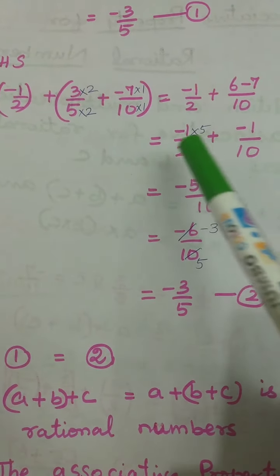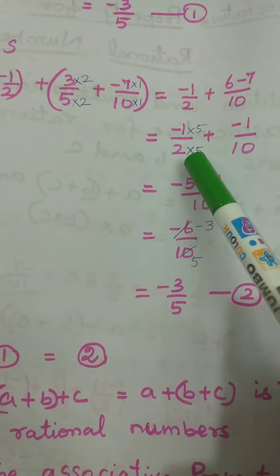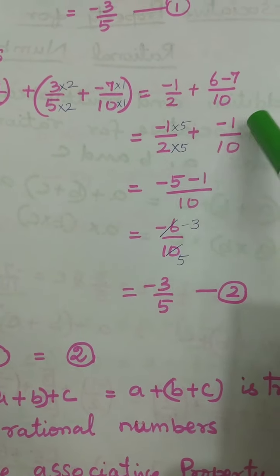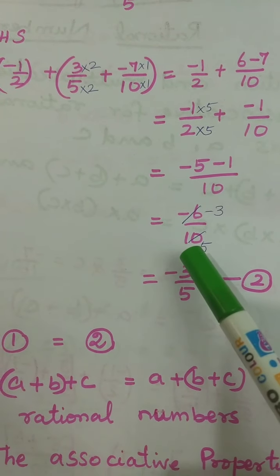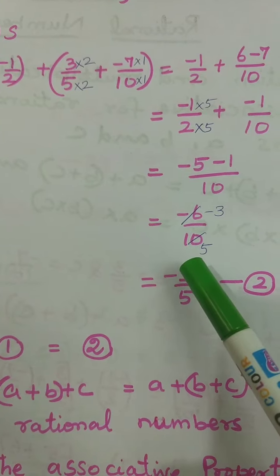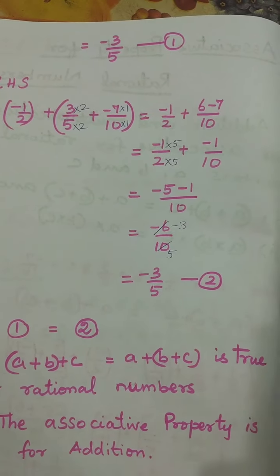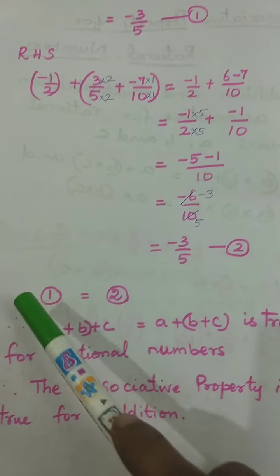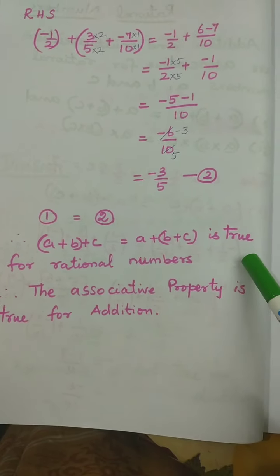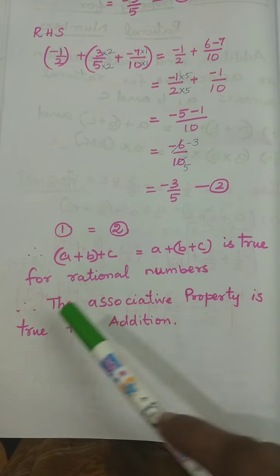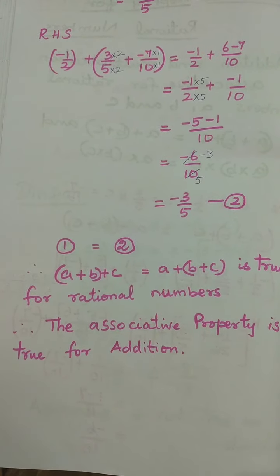Now we have to see the LCM for 2 and 10. Here already 10. Then you have to multiply both by 5. Then minus 5 minus 1 divided by 10. That is minus 6 by 10. You cancel and write minus 3 by 5. Then this is the second equation, minus 3 by 5. See the first equation, that also minus 3 by 5. So 1 is equal to 2. So (a + b) + c = a + (b + c) is true for rational numbers. Therefore, the associative property is true for addition.